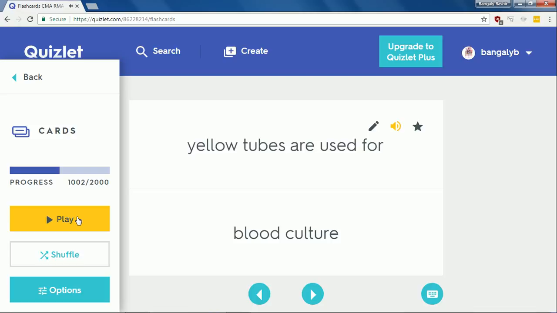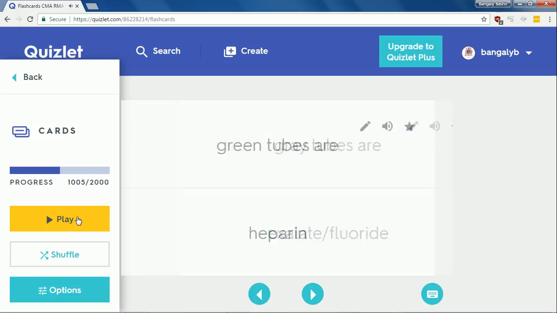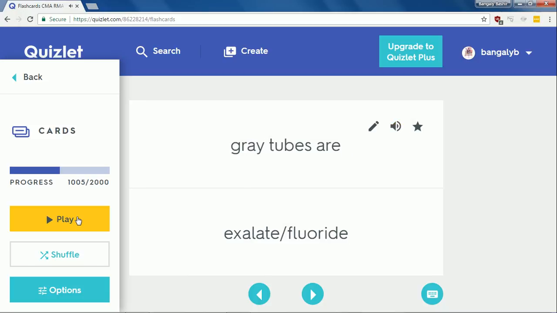Yellow tubes are used for blood culture. Blue tubes are used for coagulation studies. Green tubes are heparin. Gray tubes are oxalate fluoride. Red tubes are non-additive clot tubes.